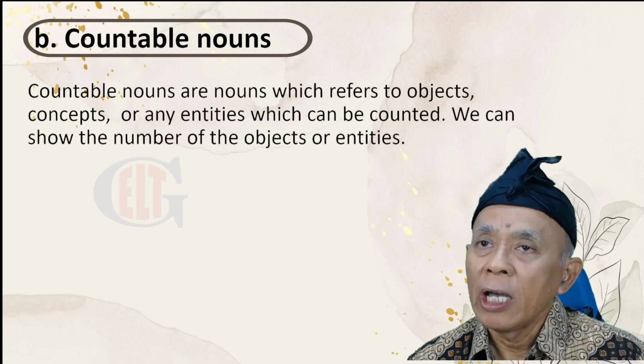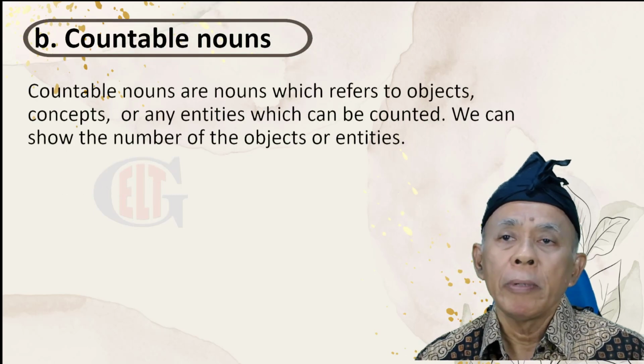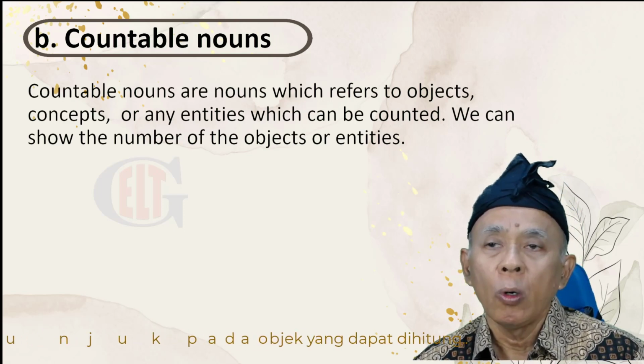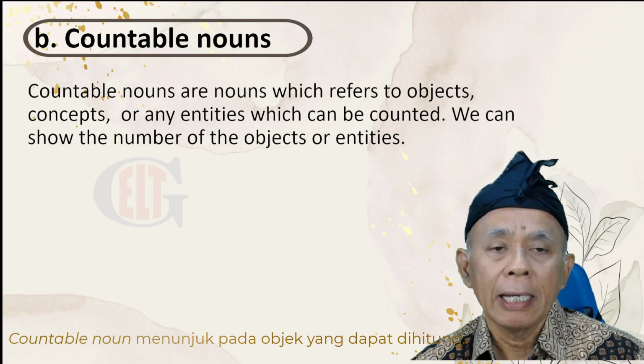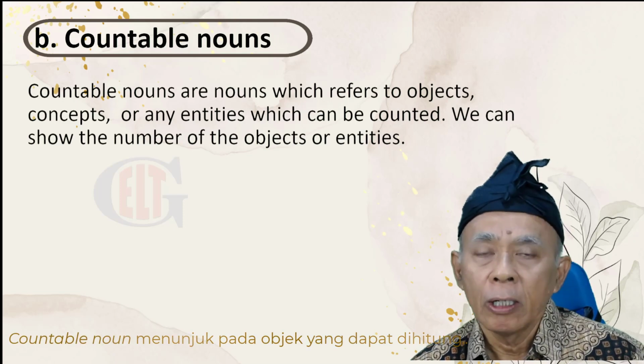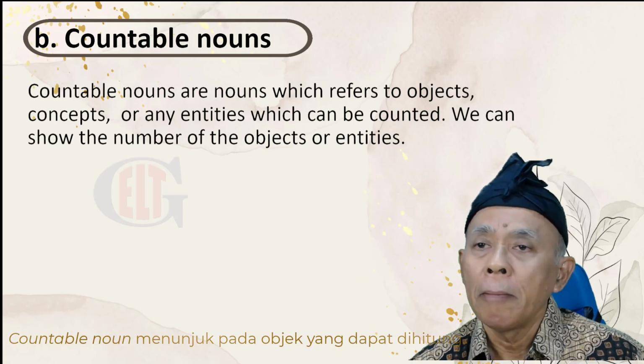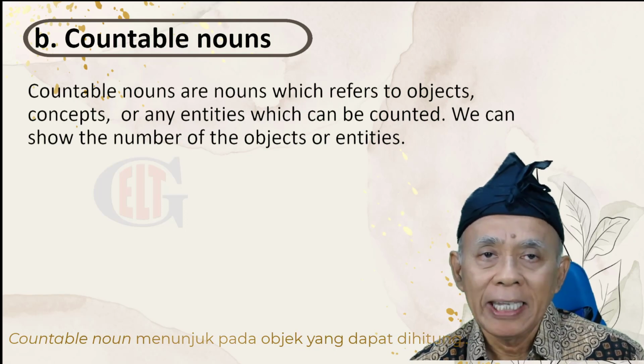And then we also have countable nouns. Countable nouns are nouns which refer to objects, concepts, or any entities which can be counted. So we can say 1, 2, 3, and then the object. We can show the number of the objects or entities.